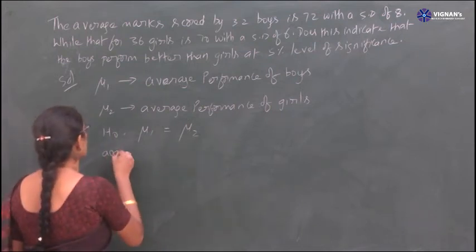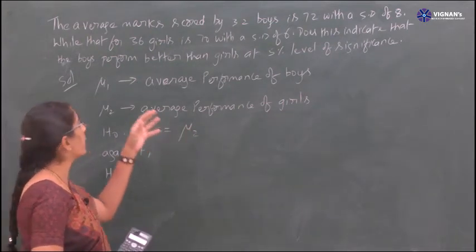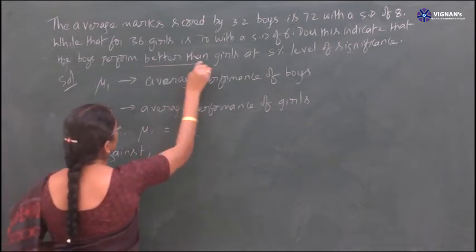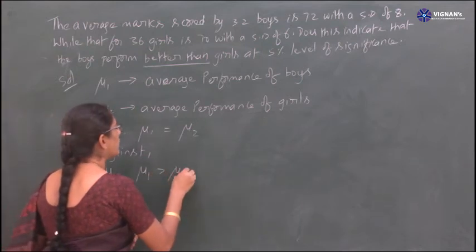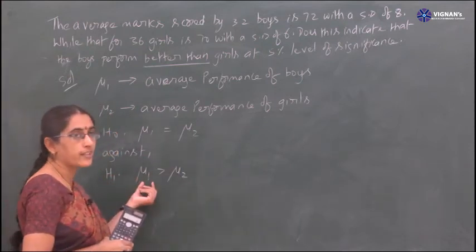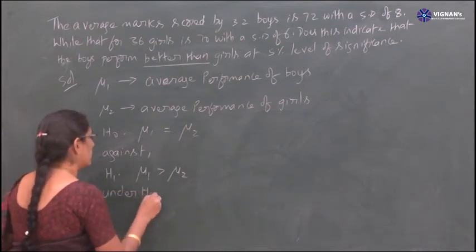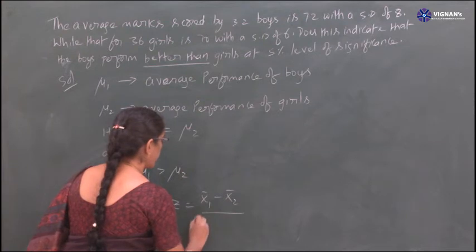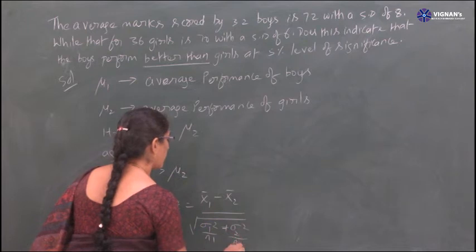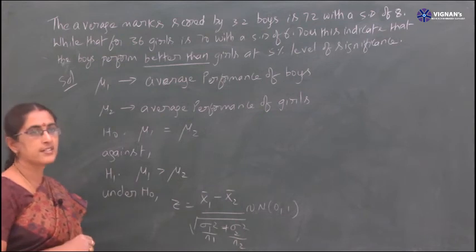Then as to H1, in the question we have a comparison that boys perform better than girls. So better than is a comparable word here. So that means mu1 is greater than mu2. The average performance of boys is better than girls. Then under H0, the test statistic is Z equal to x1 bar minus x2 bar by square root of sigma 1 square by n1 plus sigma 2 square by n2, which follows a normal distribution with mean 0 and variance 1.